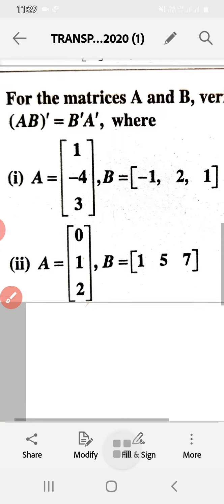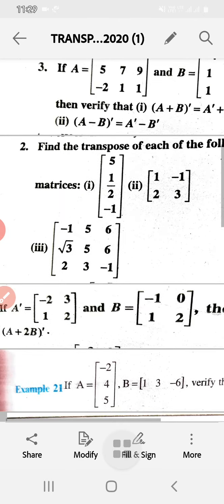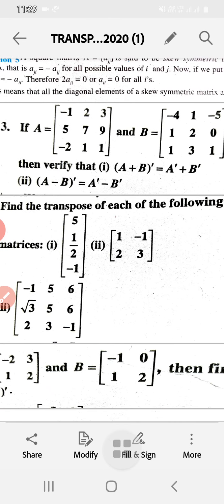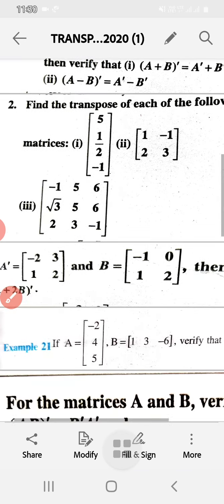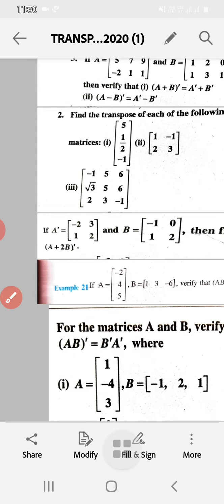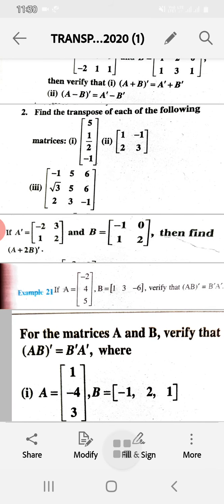These two properties have been covered here: (A minus B) whole dash is equal to A dash minus B dash. So this we have already found out, the transpose of the following. Now let us consider this.